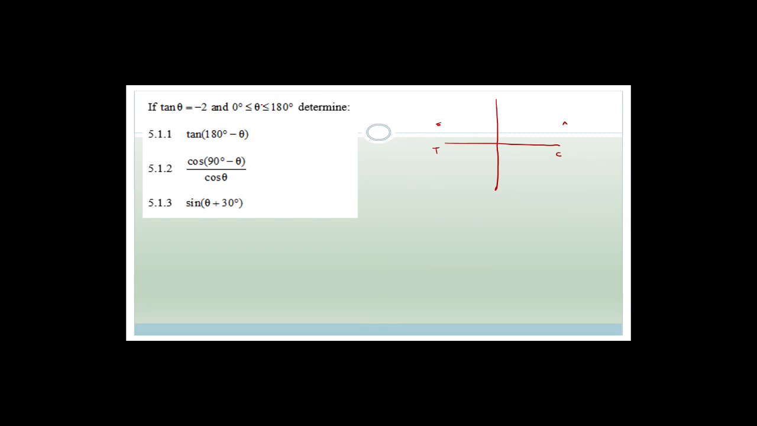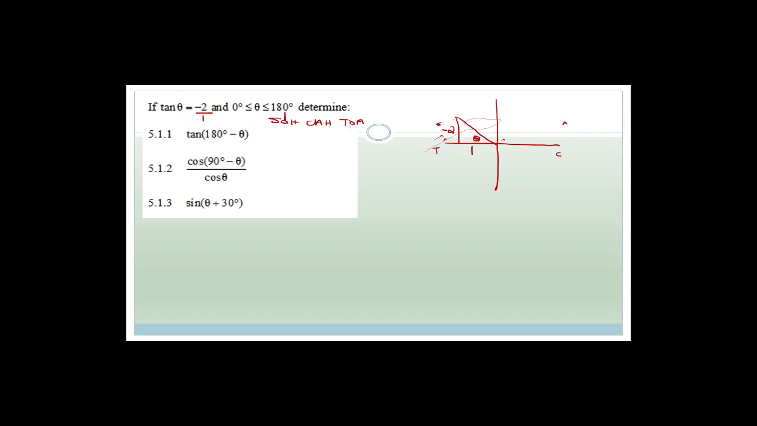Okay, theta is between 0 and 180. So theta is either in this quadrant or the second quadrant. But tan theta is negative, so it has to be in this quadrant. So we're looking at an angle theta where tan theta is minus 2 over 1. There's an implied 1 there. Sneaky, hey? So if we go SOH-CAH-TOA, do you agree that tan is opposite over adjacent? So we're looking at minus 2 over 1.